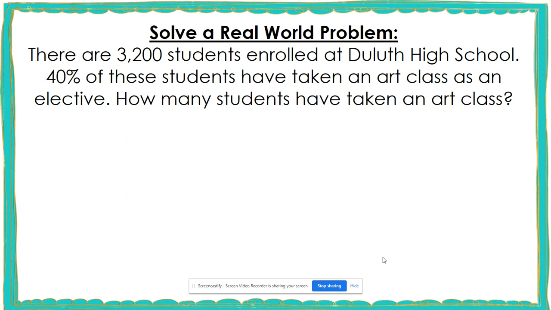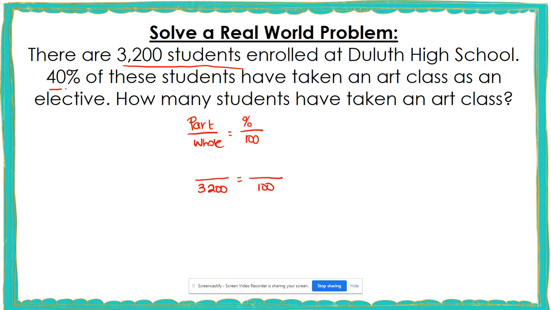Finally, I know that there are 3,200 students enrolled at Duluth High School. 40% of these students have taken an art class as an elective. How many students have taken an art class? Again, I'm going to use my proportion of part over whole equals percent over 100. In this case, I know that there are 3,200 students enrolled at Duluth High School. That is the total number of students, which means that's going to be my whole number of students. So 3,200 represents 100% of the population.